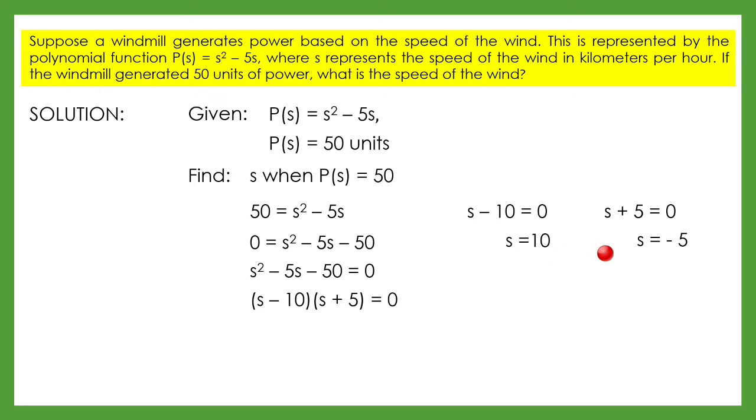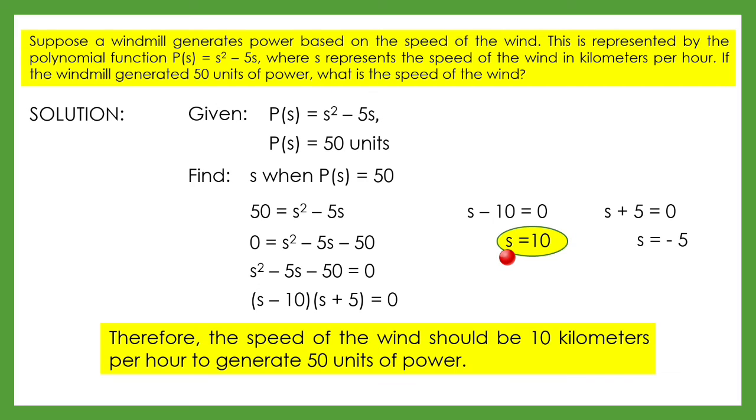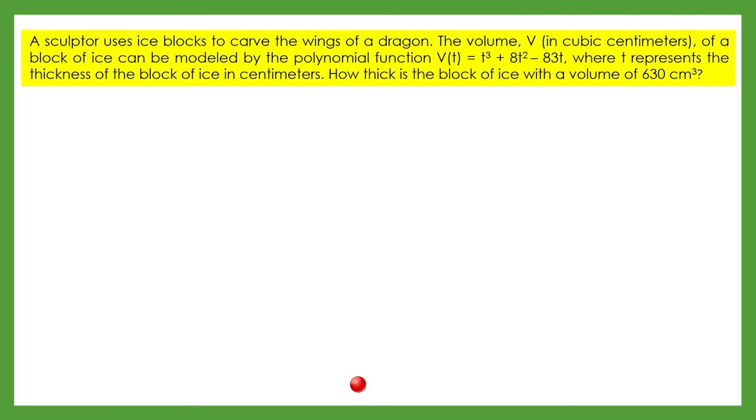So, meron tayong ditong dalawa, pero ang hinahanap ay what is the speed of the wind. So, since wala tayong negative speed, ang kukunin natin ay yung S equals 10. Therefore, the speed of the wind should be 10 kilometers per hour to generate 50 units of power. Okay, so, ganun mag-solve through factoring. Let's have another example. Let's have another problem. So, solve natin by factoring.